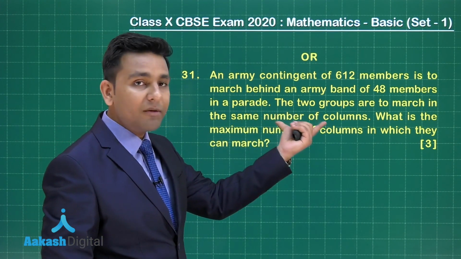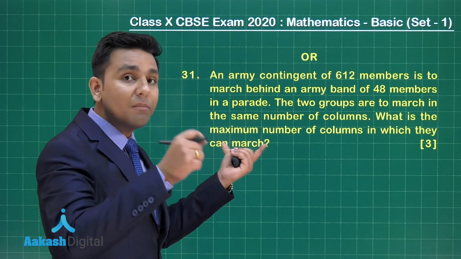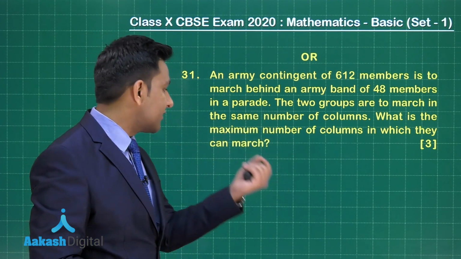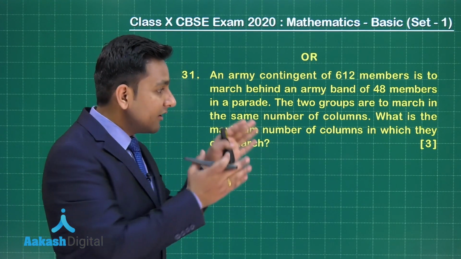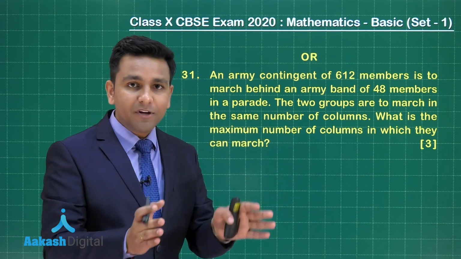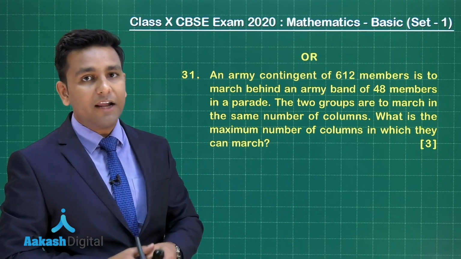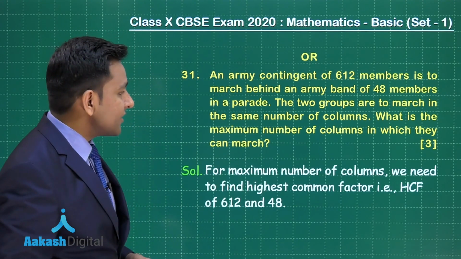Notice this statement, they are marching in the same number of columns. What is the maximum number of columns in which they can march? Again, a 3-marker question. Chapter is same, real numbers, but the topic is different, Euclid's division algorithm. So let's solve this question.